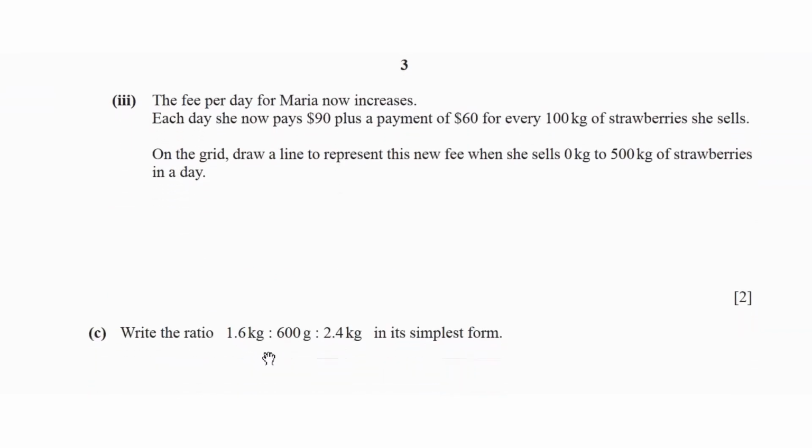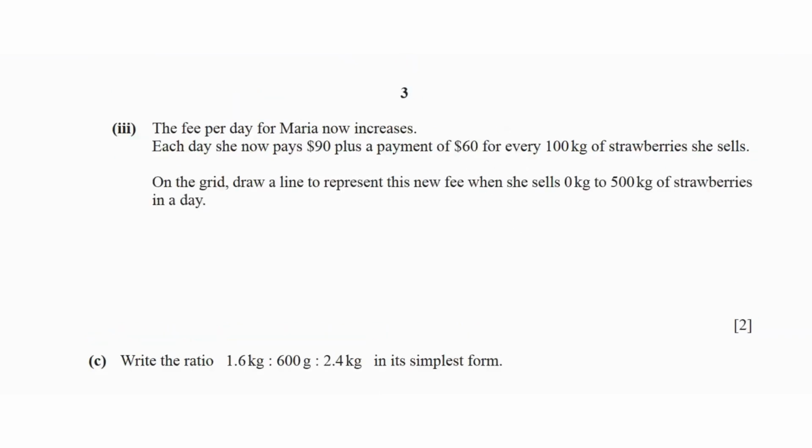The fee per day for Maria now increases. Each day she now pays $90 plus a payment of $60 for every 100 kg of strawberries she sells. On the grid, draw a line to represent this new fee when she sells 0 kg to 500 kg of strawberries in a day. So each day she now pays $90 plus the payment of $60 for every 100 kgs. And to draw a line that represents the fee from 0 kg to 500 kg.